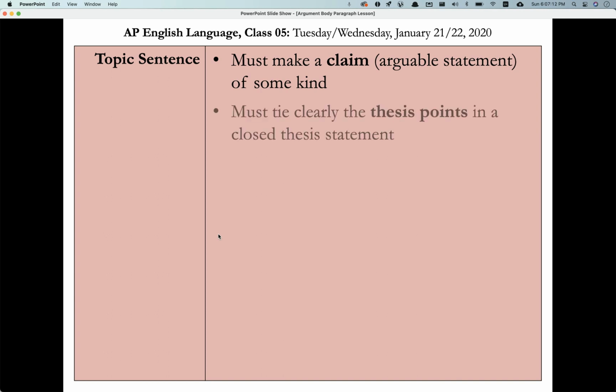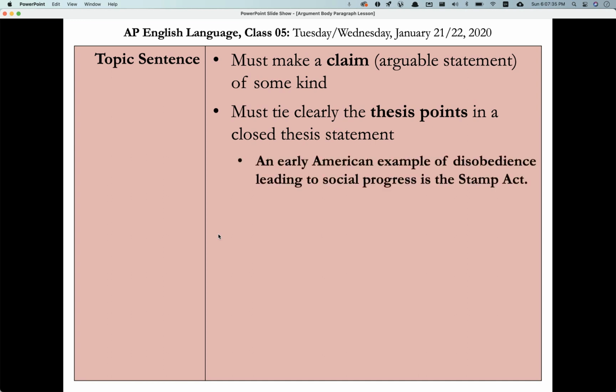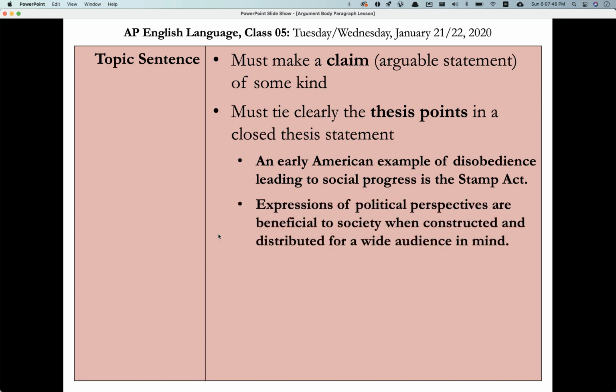So the topic sentence claims must tie clearly to the thesis points in a closed thesis statement. The first subclaim in the thesis ties directly to the first subclaim in the topic sentence of the first body paragraph, and so on with the second claim, third claim, second paragraph, third paragraph. It makes sense. So here are examples of some topic sentences based on those prompts I just had you read. An early American example of disobedience leading to social progress is the Stamp Act. Or expressions of political perspectives are beneficial to society when constructed and distributed with a wide audience in mind.